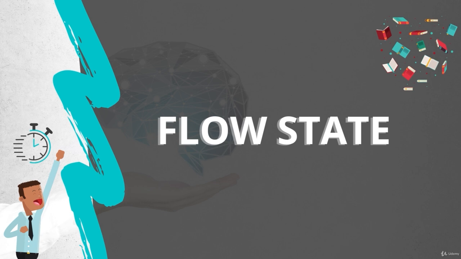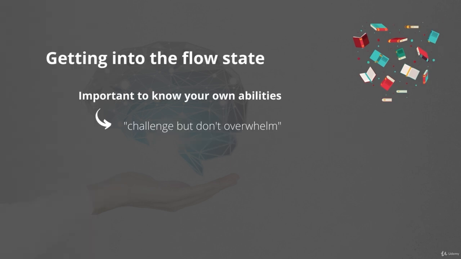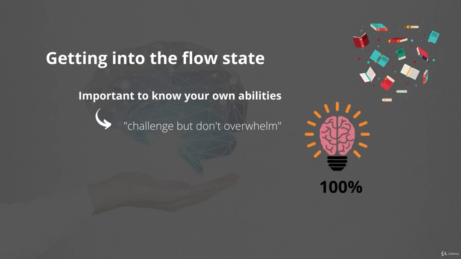Apart from the 3 factors that we already talked about, so focus, motivation, and background knowledge, it's really important that you know about your own abilities. But in order to get into a flow state, you need to challenge yourself, but not overwhelm yourself. So your tasks should be challenging, but not frustrating. Maybe you do remember that your brain always works at 100% of its capacity. And in order to reach a flow state, you really want to occupy 100% of your brain capacity.